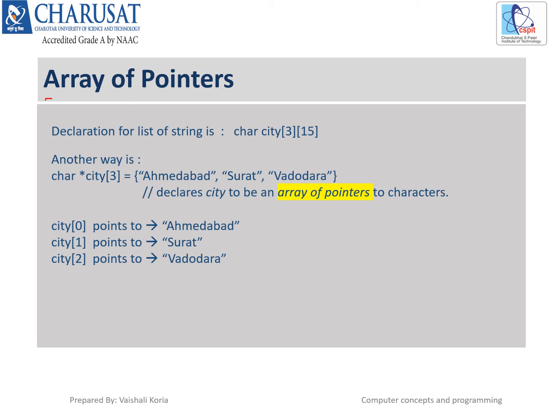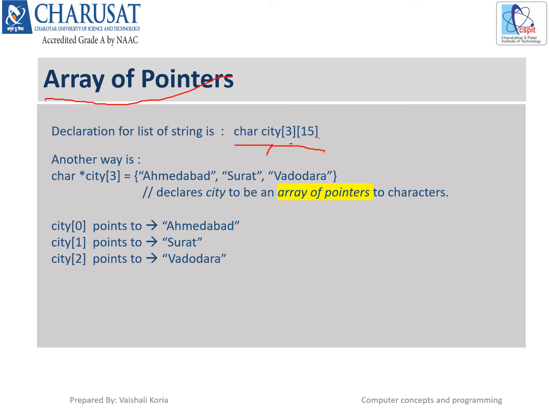Now, array of pointers. The next topic is the array of pointers. As we discussed in the array chapter, if we want to store a list of strings, we can use this kind of declaration, a two-dimensional character array. If we want to store the city names, we need to write city, 3 and 15. These are the dimension sizes. So 3 means we want to store 3 strings and each string size can be not more than 15.